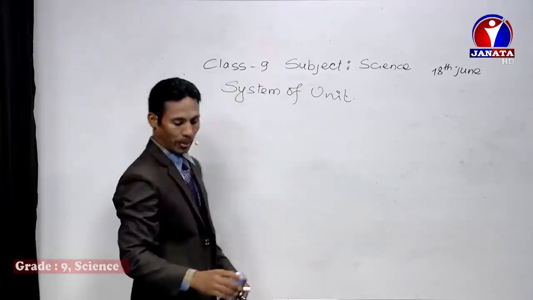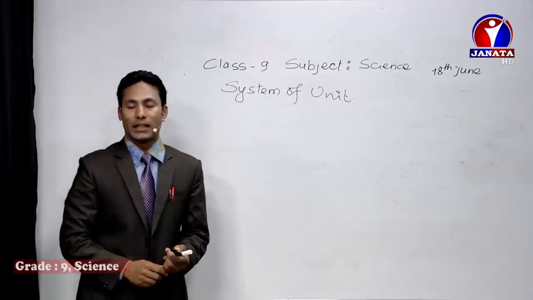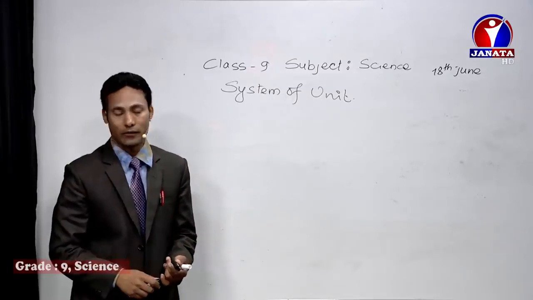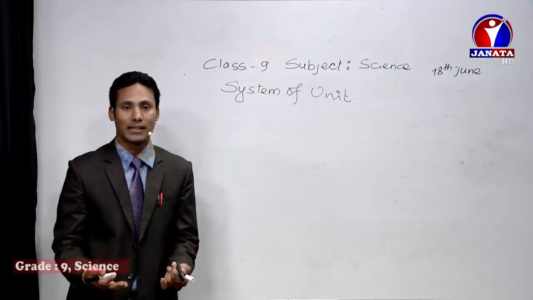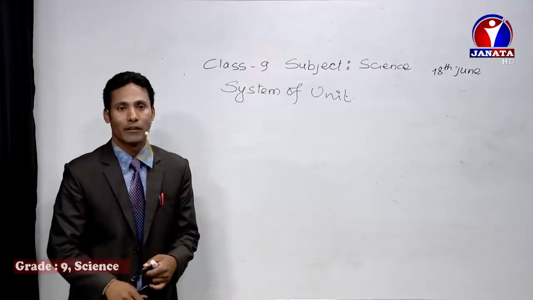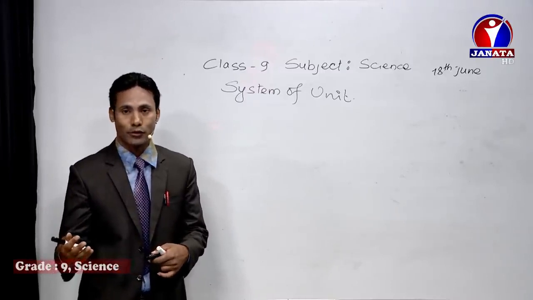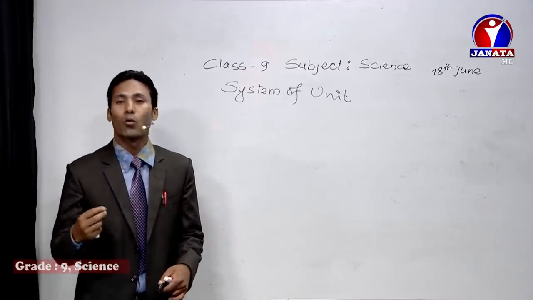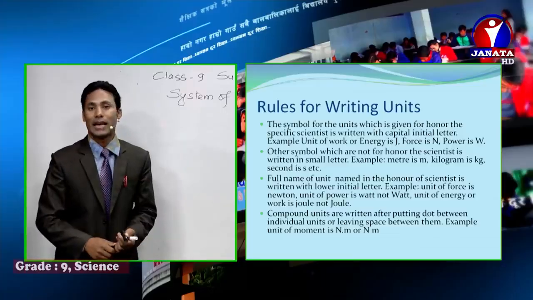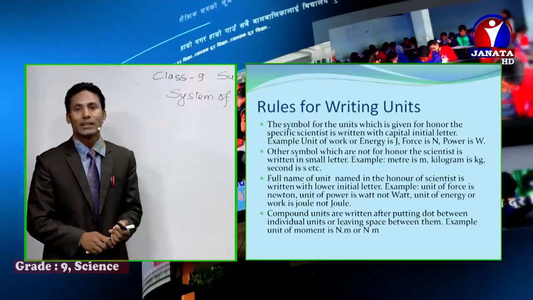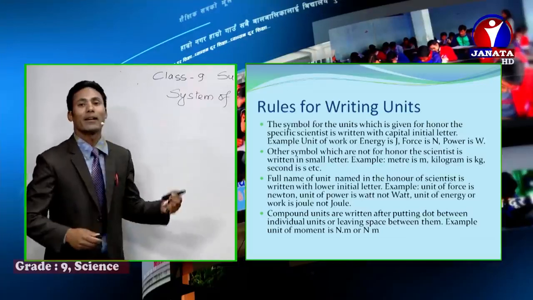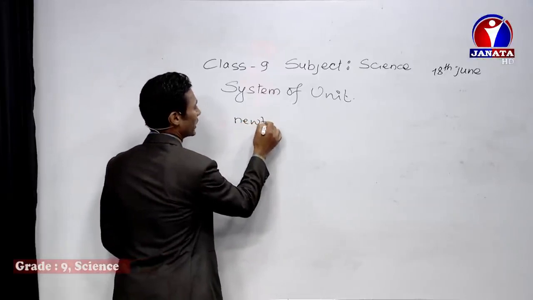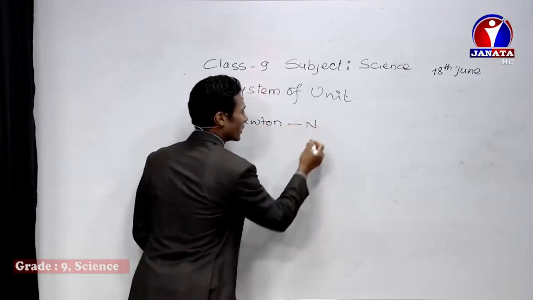In physics, some of the units are given to honor scientists for their work. For example, if I say Newton, that is to honor Sir Isaac Newton, right? And Joule, that is also, right? And similarly the Watt also, for honoring the scientist. For that kind of unit, the symbol is represented by the initial capital alphabet. For example, if I say Newton, it's a unit, right? So the symbol is capital N.